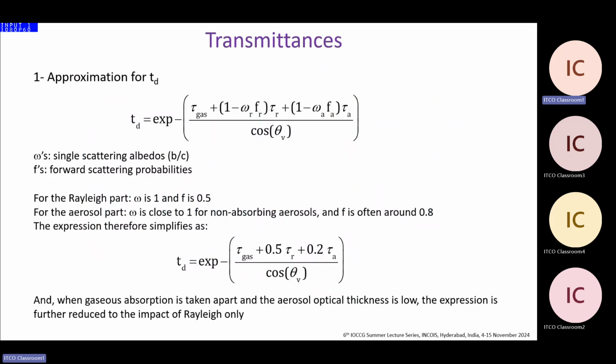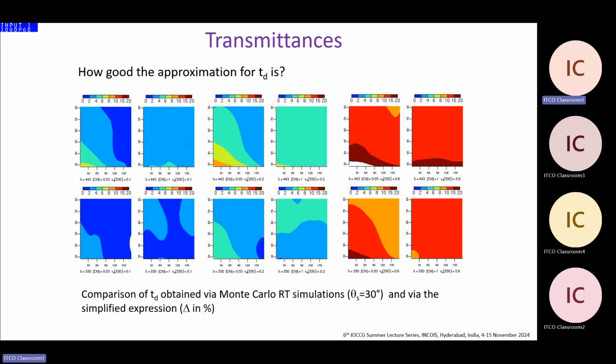The thing is, this expression you see here is so simplified. It's an approximation of the transmittance. And the question is whether this is a good approximation or not. Some time ago, I did some calculations with this. What you see here on this plot is the comparison between the transmittance calculated through Monte Carlo simulations with a sun zenith angle of 30 degrees and via this simplified expression. The vertical axis is the view angle, from 30 to 80, and the horizontal axis is the azimuth difference. You have the scale here, which is in percent. It's a percent difference between these two expressions.